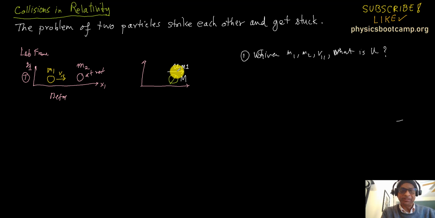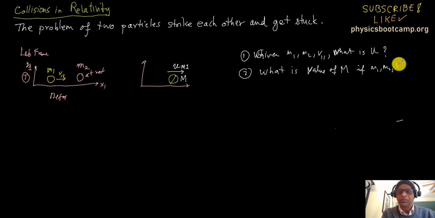And that's a very standard question. To answer this question, you have a couple of different ways. Another question would be, what is the value of M, if M1, M2, V11 are given? Okay, so let's work this out, both of these.